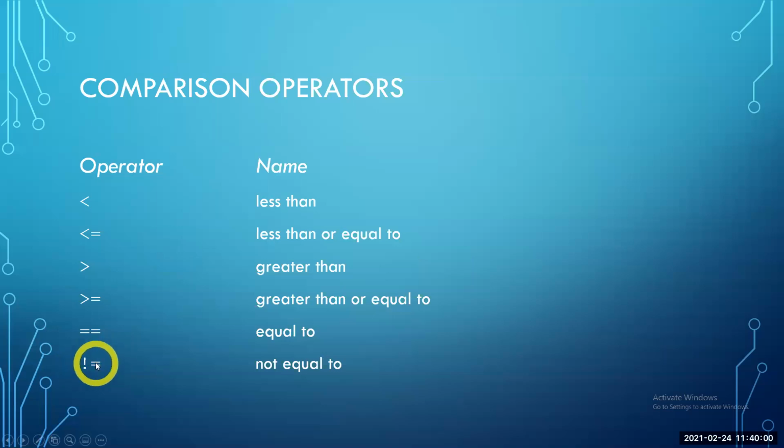There's also not equal to. So we can check if radius doesn't equal 55, do this stuff. Right? However, if radius equals 55, do this. There's just different operators you can use to check for different numbers.